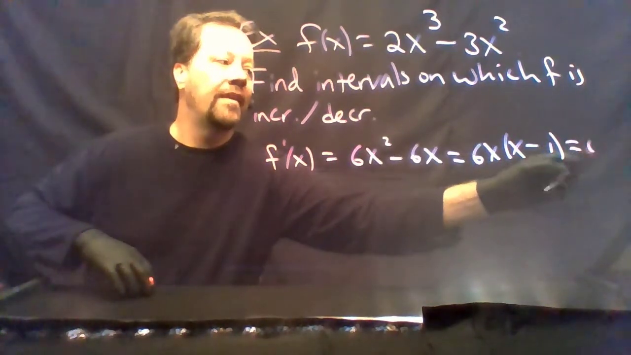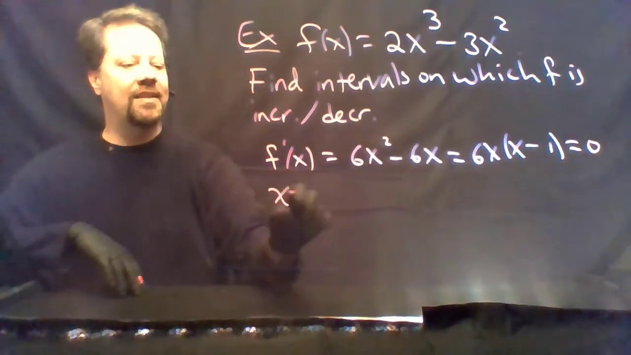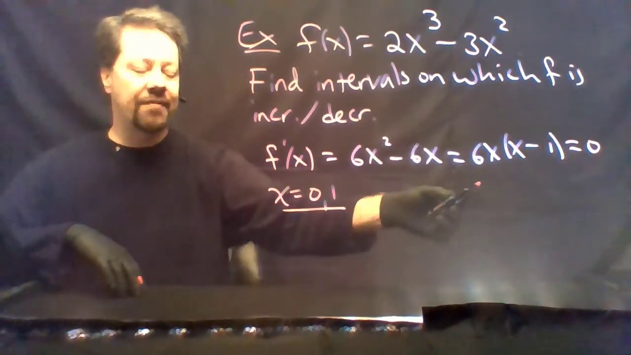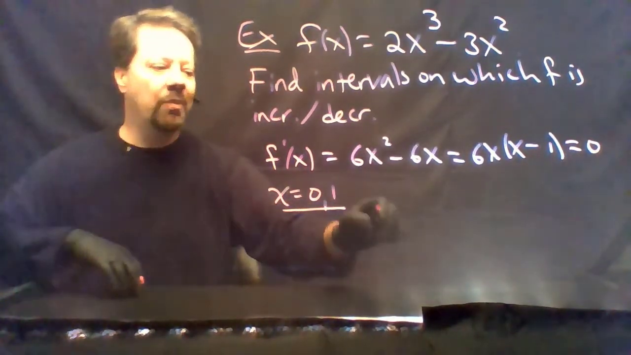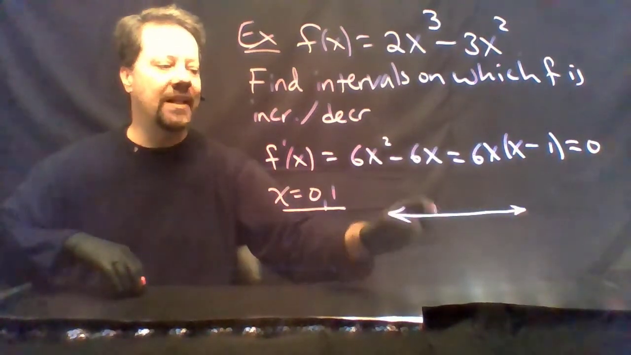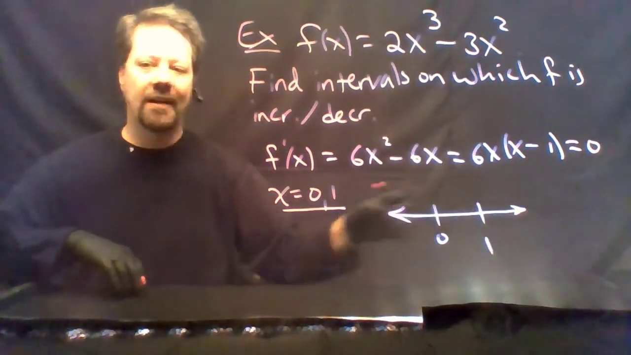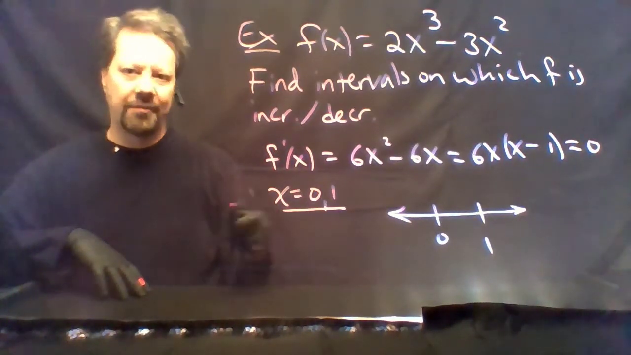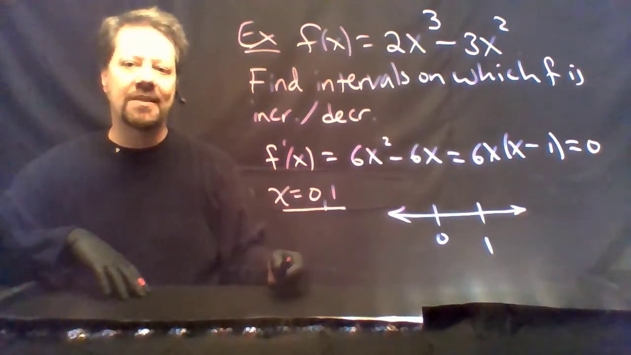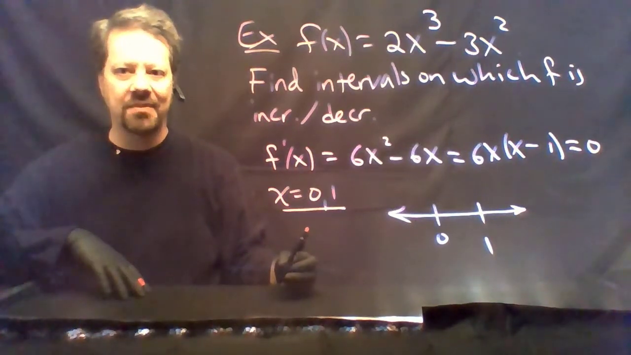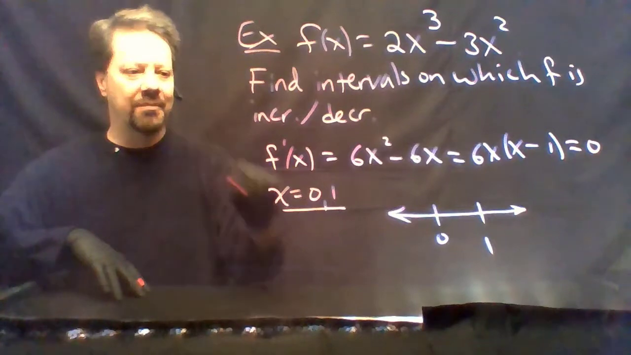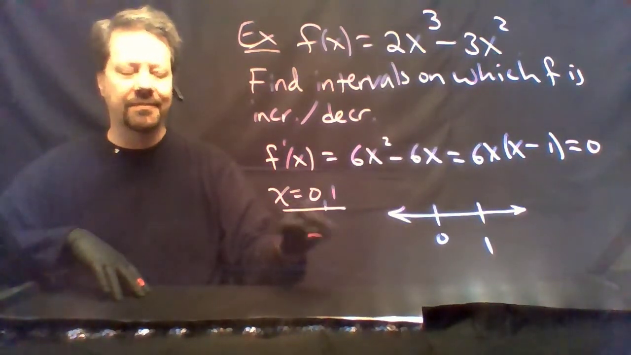The derivative is 0 when x equals 0 or 1. The derivative is defined everywhere, so these are the only places that we need to plot on the number line. Those are the only places where the derivative can change from positive to negative or negative to positive, because the derivative is continuous. So it has to continuously go from negative to positive, or from positive to negative through 0.